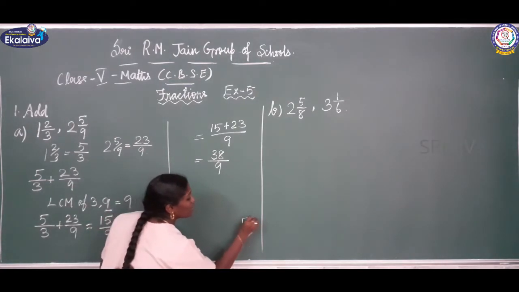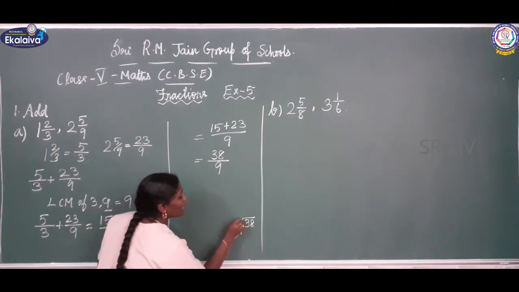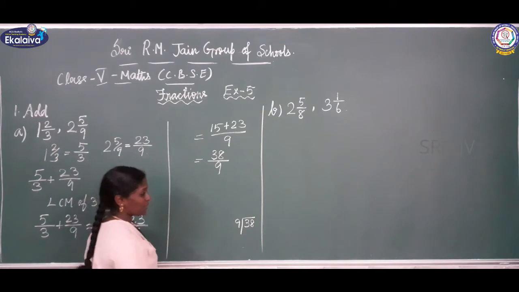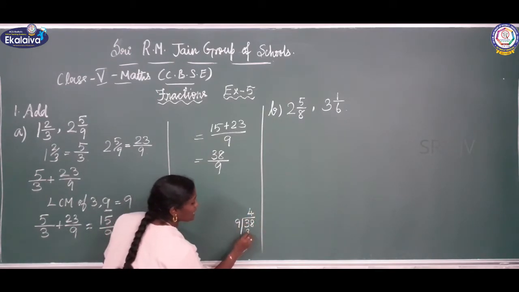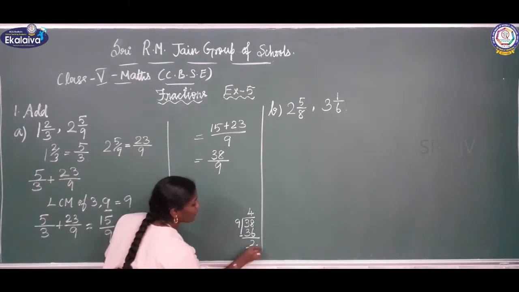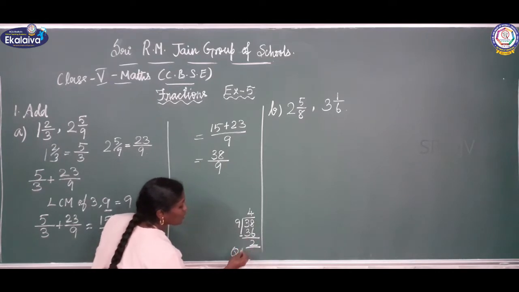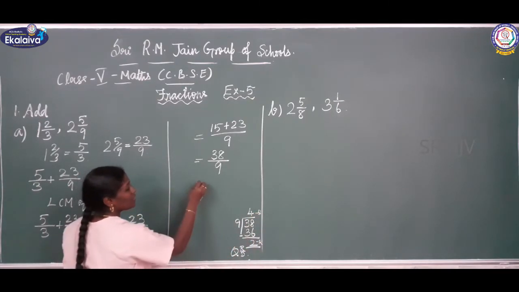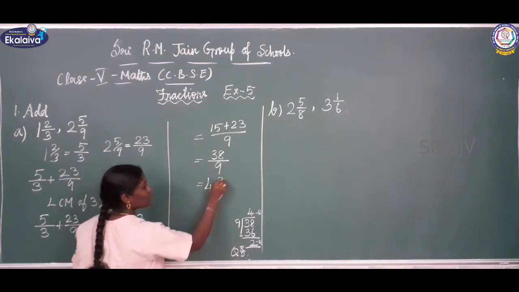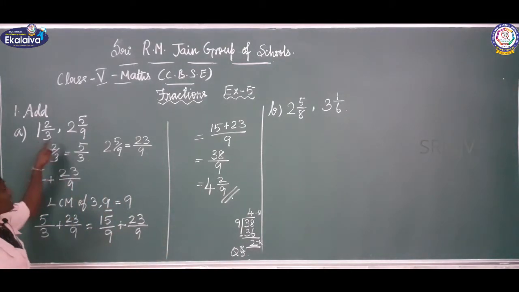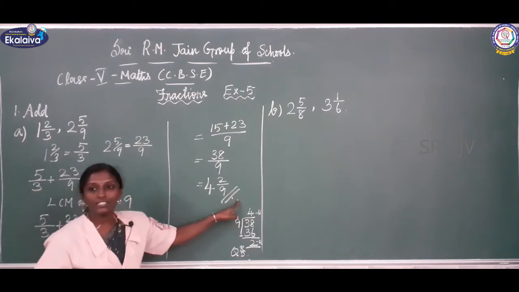For that we have to divide the numerator 38 by the denominator 9. In 38 how many times is 9 there? 4 times, isn't it? 4 times 9 is 36. Now we have to subtract 38 minus 36, that is 2. Okay, now we have to write in the form of quotient, remainder by divisor. Here quotient is 4, remainder is 2 and divisor is 9. So quotient 4, remainder 2 by 9. This is the answer.